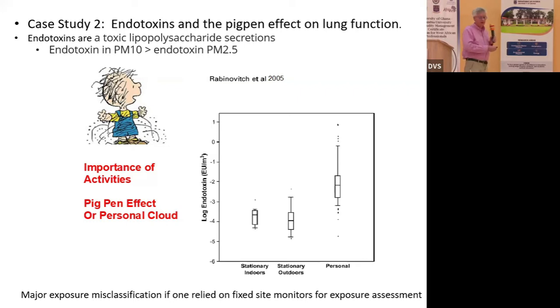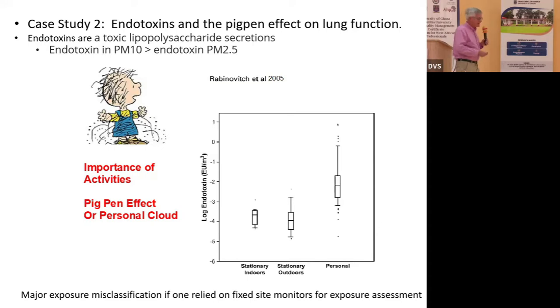And so in this study, they had a very similar study design, integrative samplers. There's no real-time endotoxin monitor even today. Stationary indoors, stationary outdoors, personal. This is a log scale now for endotoxin concentration. And so the personal was 2 orders of magnitude above the indoors or the outdoors, even though the source of these endotoxins was largely coming from the indoor location because that's where they spent all their time.